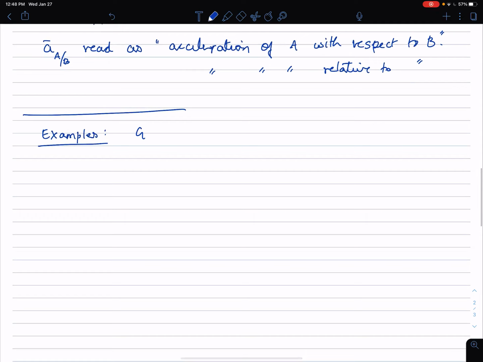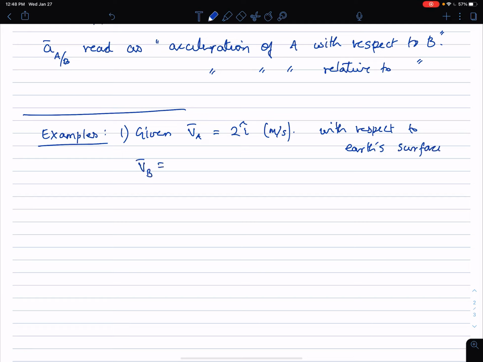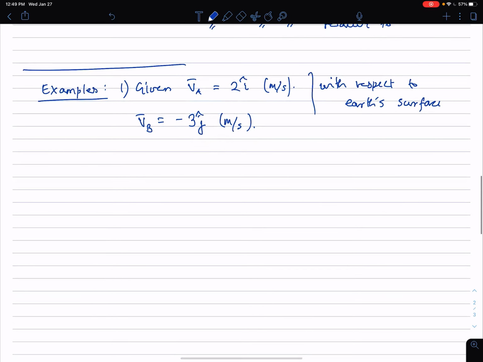So example 1, given VA equals 2I meters per second with respect to some, say, Earth surface. And let's say VB is given to be minus 3I. Actually, let's make it minus 3J in meters per second, all with respect to Earth. Then compute VA with respect to B, VB with respect to A. So these are the two questions.